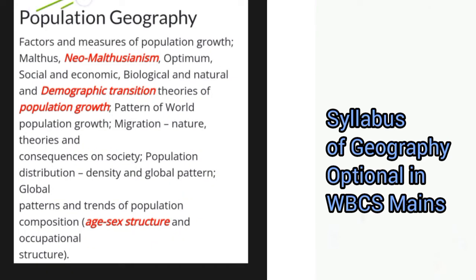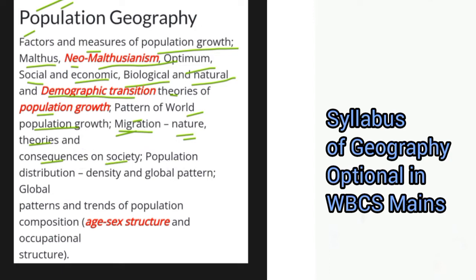Then comes population geography. Here you have the factors and measures of population growth, Malthus, Neo-Malthusianism, optimum social and economic, biological and natural and demographic transition theories of population growth, pattern of world population growth, migration, nature and theories and consequences on society, population distribution, density and global pattern and trends of population composition.